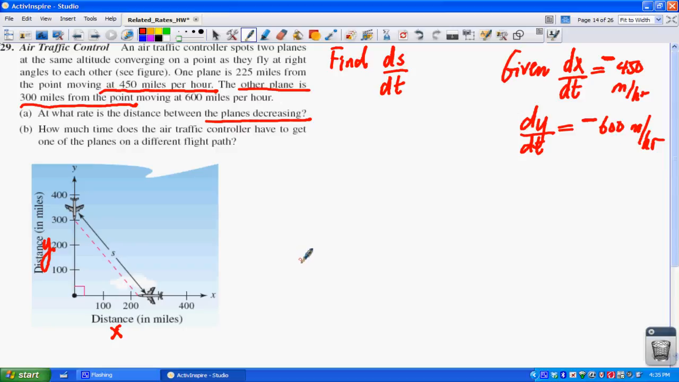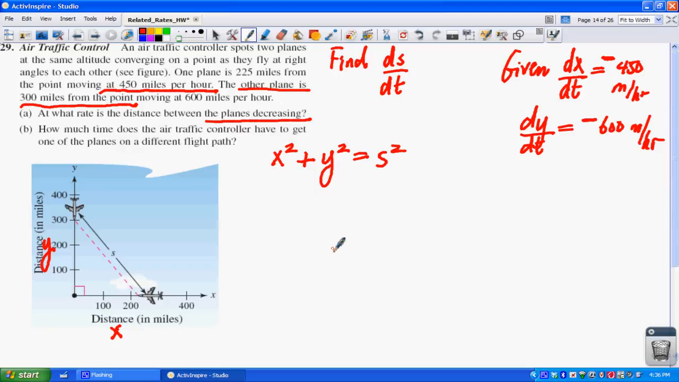Now, I'm sure that you can see that this involves a Pythagorean theorem problem, because we're going to try and relate all these three variables together, s, x, and y, and we should come up with the Pythagorean theorem. So we should get x squared plus y squared equals s squared, the hypotenuse squared right here.